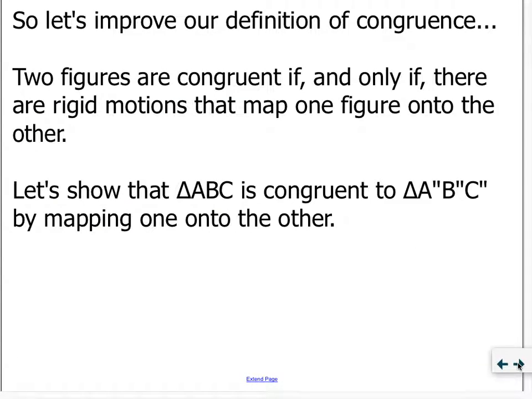So what we're going to do is improve upon our definition of congruence. Because in a transformation, two figures are said to be congruent if and only if you can map one figure onto the other by using rigid motions. That's our idea here. So what we want to do today is take triangles and show that we can map one triangle onto another, and that's going to establish congruency for them. So if you have that little worksheet that I distributed to you in class today, you're going to need that also.